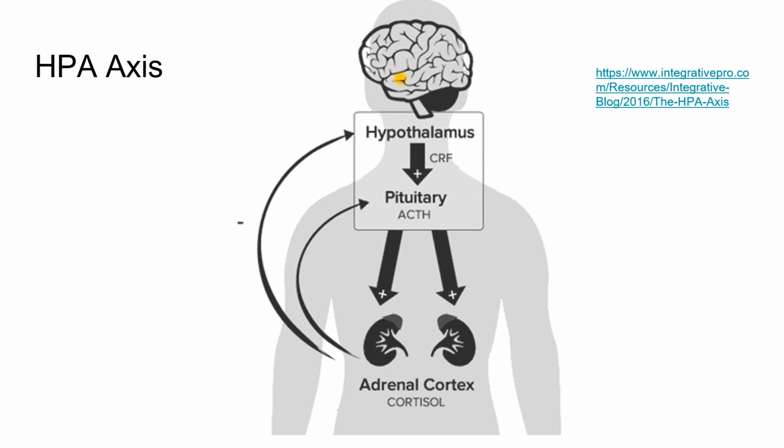So first, let's talk about the normal HPA axis. So what does it stand for? Hypothalamic pituitary adrenal axis. So what it is, your hypothalamus releases corticotropin releasing factor, which stimulates the pituitary to release ACTH, which then goes and acts upon the adrenal cortex to lead to production of cortisol.